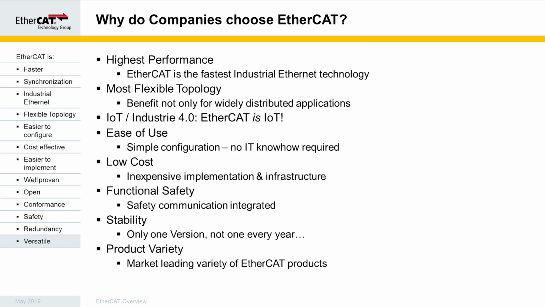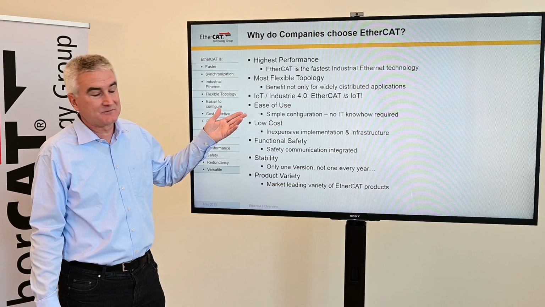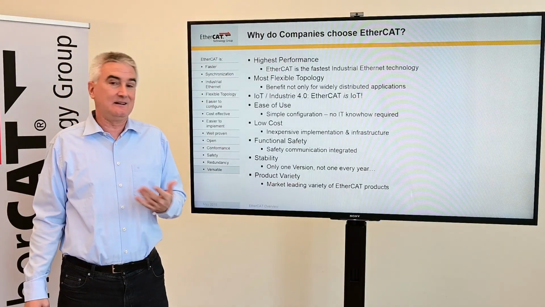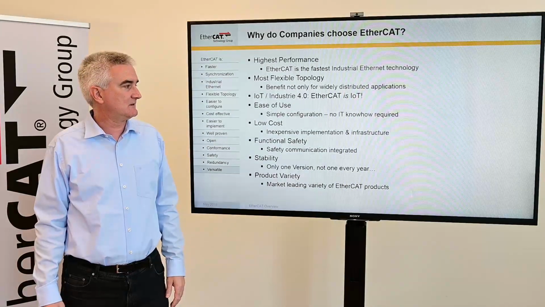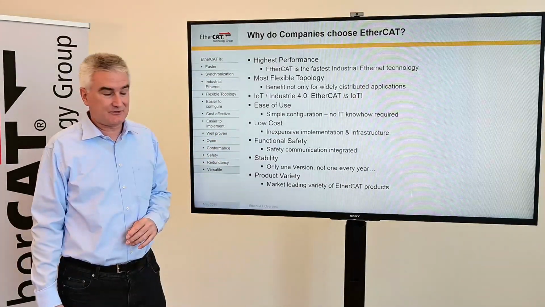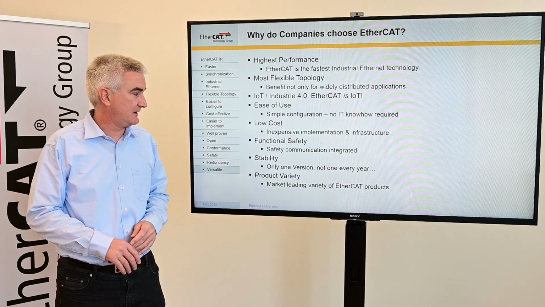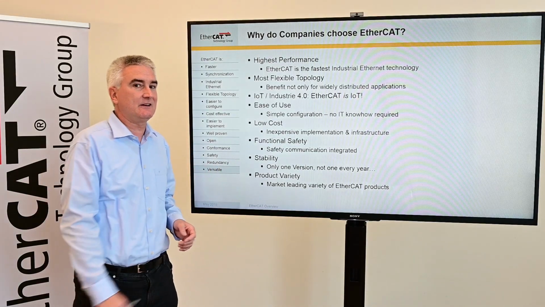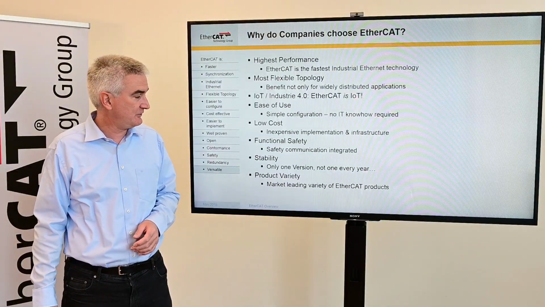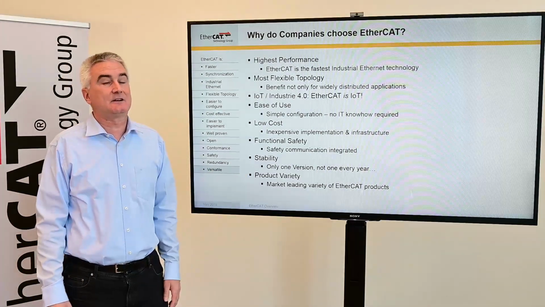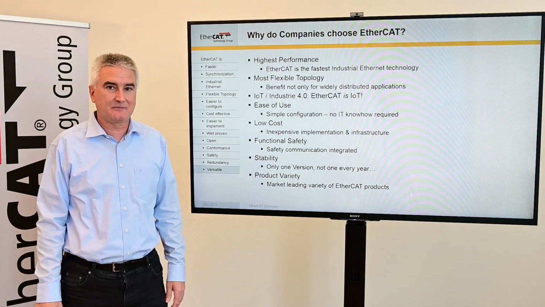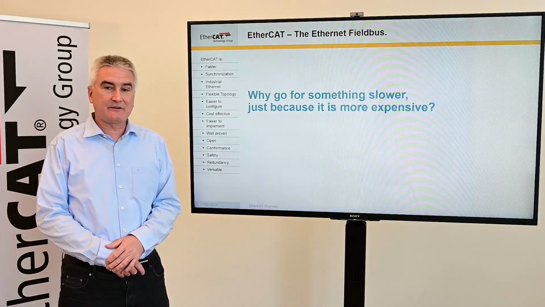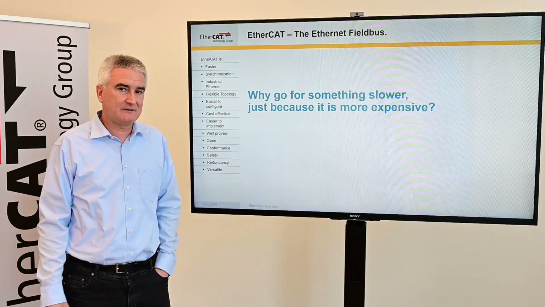So why do companies choose EtherCAT? Well, it is the fastest network for sure. But many just go for it because it provides such a flexible topology or because it's so easy to use. Others love it because it integrates IoT technologies so well. It is inexpensive. It provides functional safety. It is a stable technology which has no versioning issue, and it has the largest product variety in the industry. So why go for something slower just because it's more expensive?